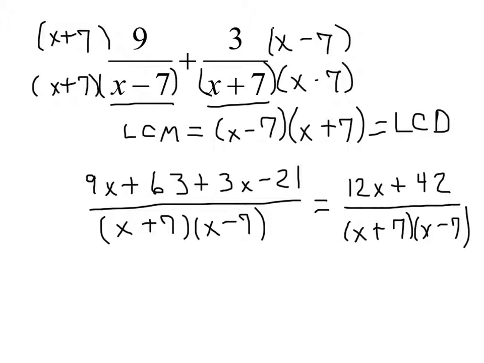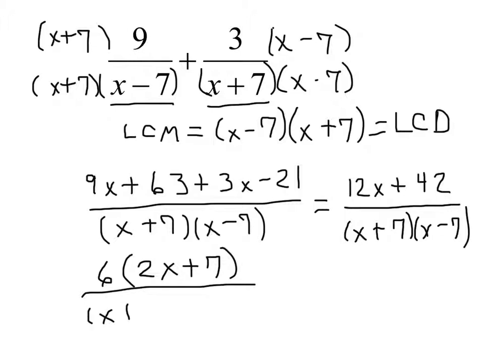Are we through? Well, maybe. I don't know. Let's see. Can you factor that numerator, 12 and 42? What's the largest number that they're both evenly divisible by? The greatest common factor is a 6. If you factor out the 6, you will have 2x plus 7. Nope, there's no cancellation here. We're through.